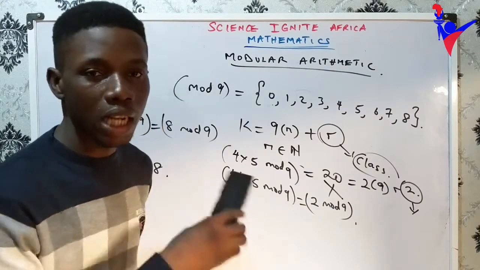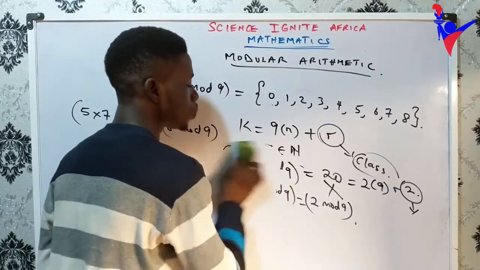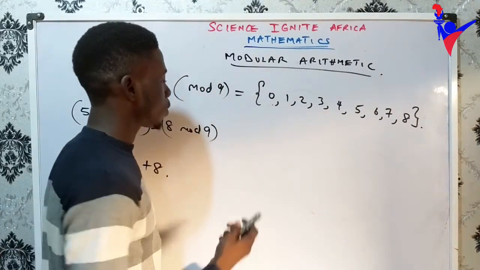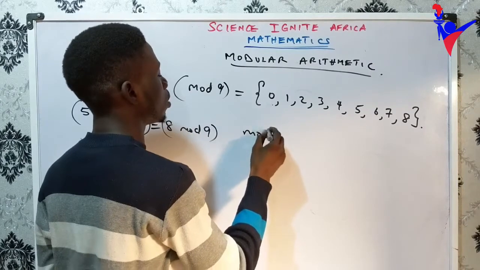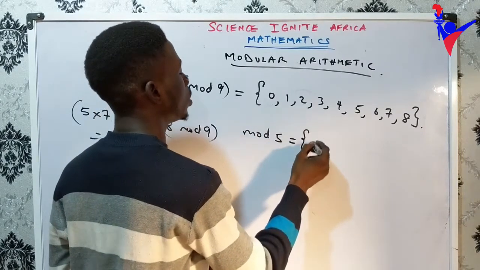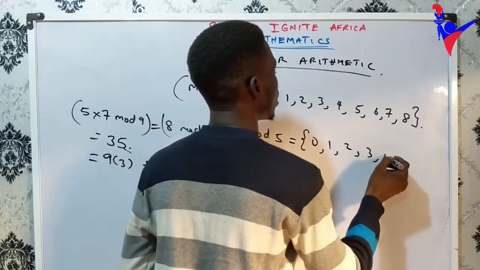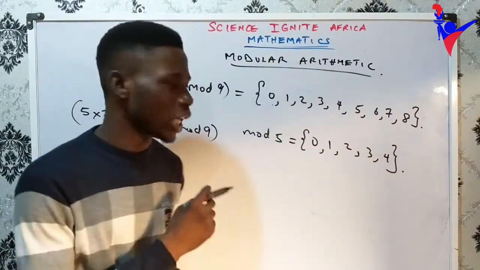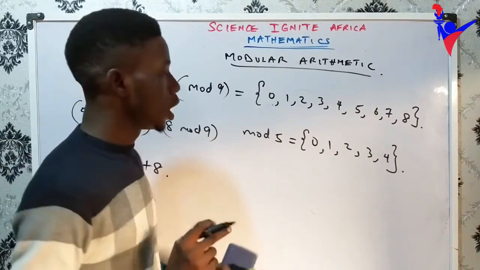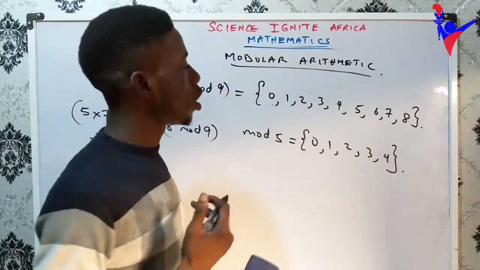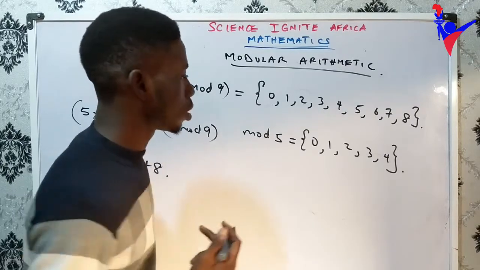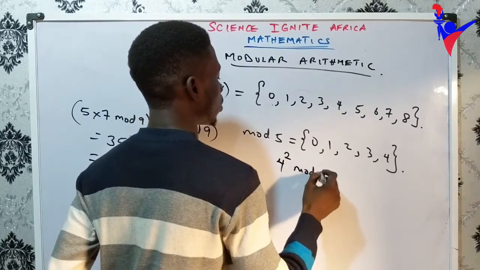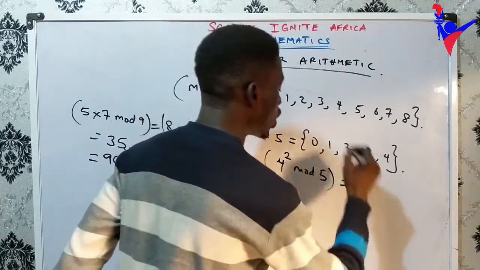For instance, let me take another mod. Let's say you have mod 5. What are the numbers we have in mod 5? We only have 0, 1, 2, 3, and 4. Now, let's take another operation. I'm not doing multiplication or addition. Let's say I want to do powers of these numbers. Now, 4 raised to power 2 in mod 5. What will it be?